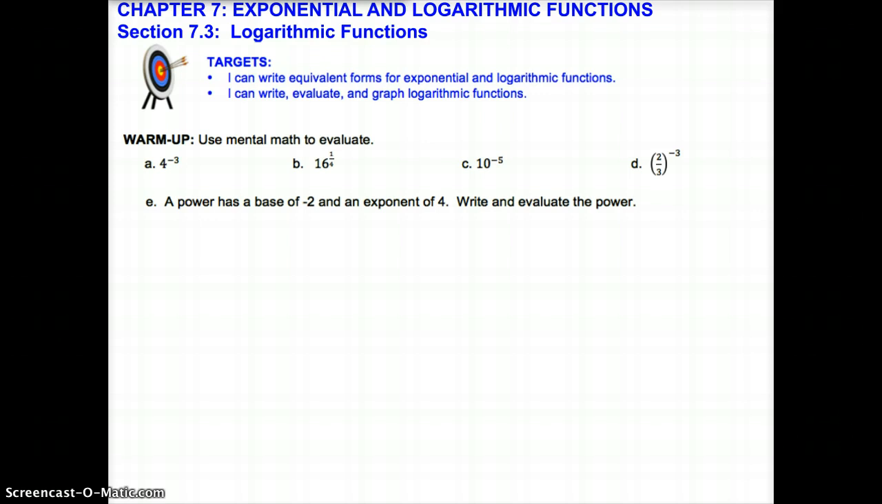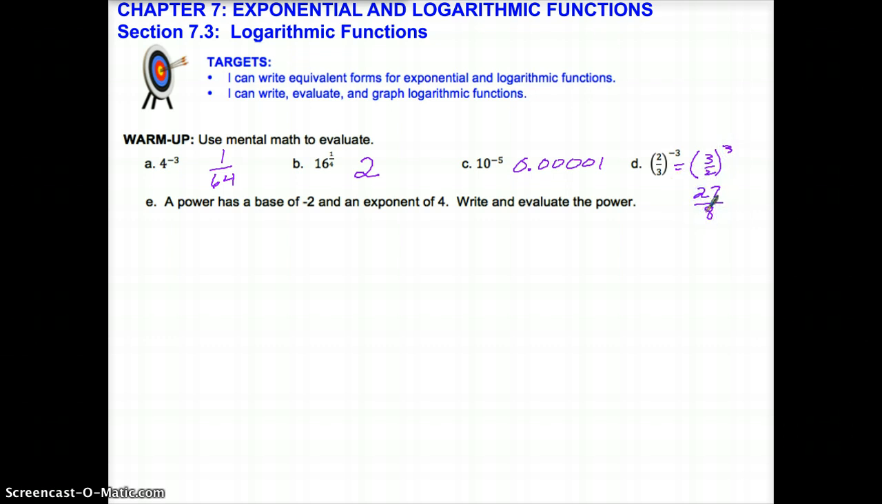Okay, looking at the warm-up, 4 to the negative 3 is just 1 over 4 to the positive 3, or 1 over 64. With part B, 16 to the 1/4 is just looking for the quartic root of 16, which is 2, because we know 2 to the 4th power gives us 16. 10 to the negative 5, or 1 over 10 to the positive 5, is just 0.00001. And then 2/3 to the negative 3 is the same as 3/2 to the positive 3, or 27 over 8.